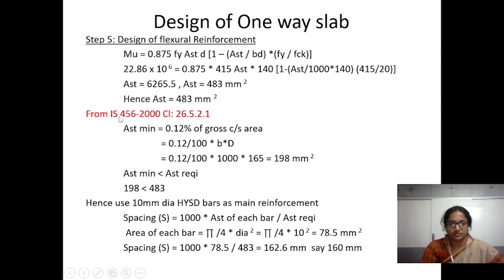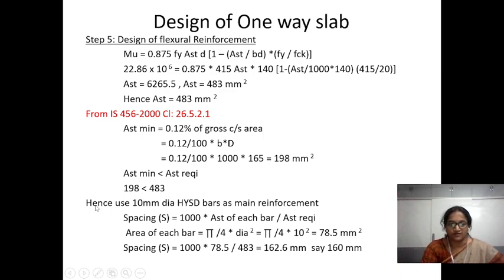From the IS 456, there is a minimum reinforcement that should be provided for slab. There is a clause 26.5.2.1 in that, AST minimum is equal to 0.12% of gross cross sectional area. So we have to check whether the AST is in limit or not. For that I have substituted the values and I got 198, which is less than whatever AST I have provided. So AST minimum is less than AST required.